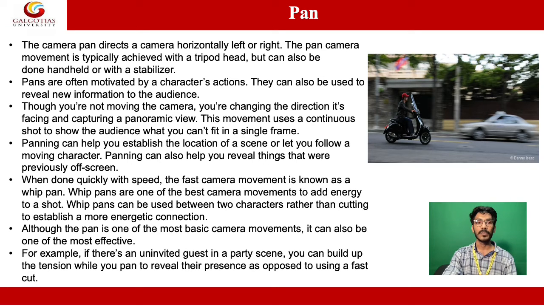When done quickly with speed, the fast camera movement is known as whip pan. Whip pans are one of the best camera movements to add energy to a shot. Whip pans can also be used between two characters rather than cutting to establish a more energetic connection. Although the pan is one of the most basic camera movements, it can also be one of the most effective. For example, if there is an uninvited guest in a party scene, you can build up the tension while you pan to reveal the presence as opposed to using a fast cut.